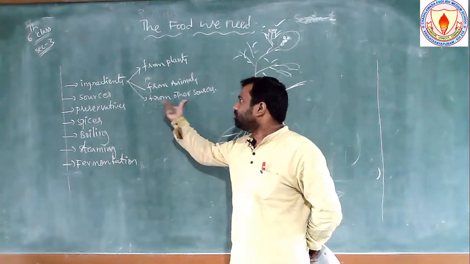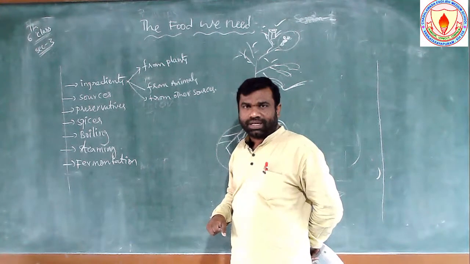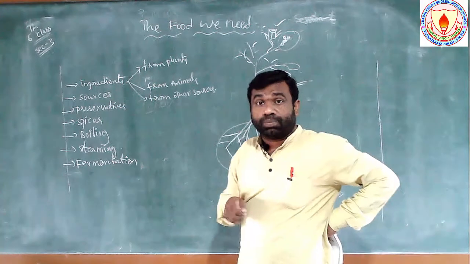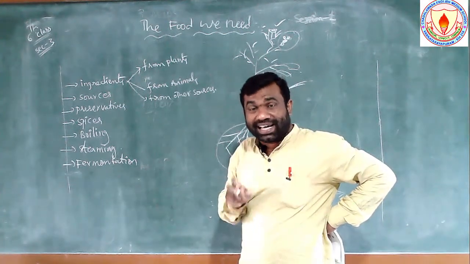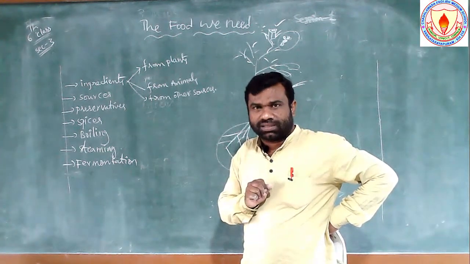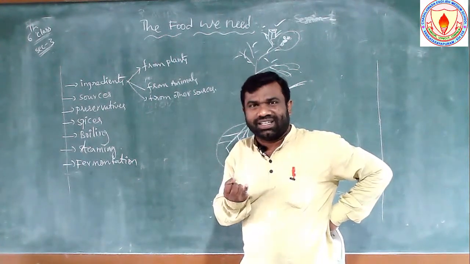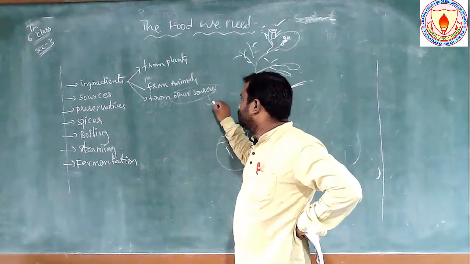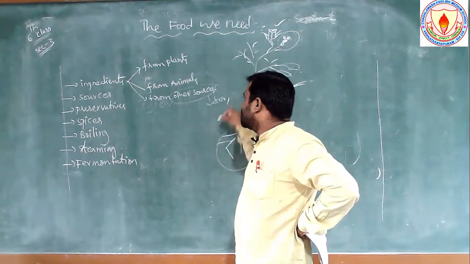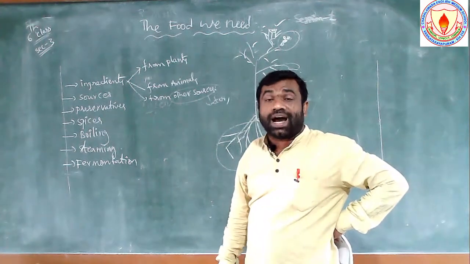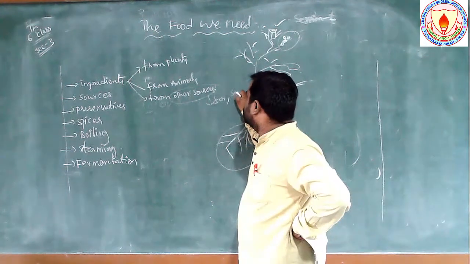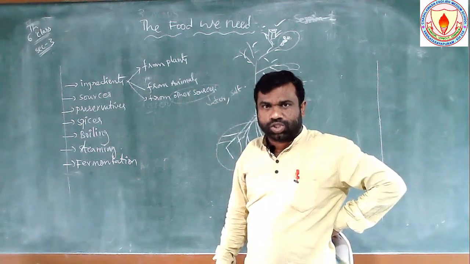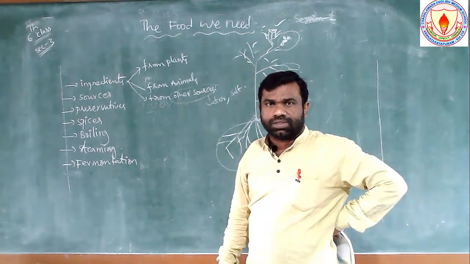Next, the third one, from other sources. For example, boiling the rice, or boiled rice. What is the ingredient? Water. That is a different source, so that is another source. Water. Yes or no? And salt. That is also another source. So water, salt, like that.